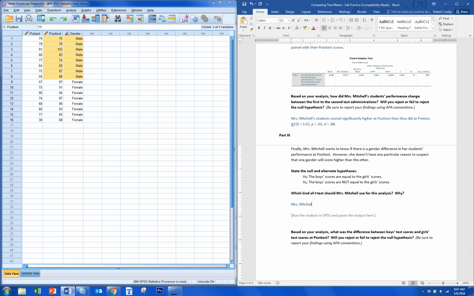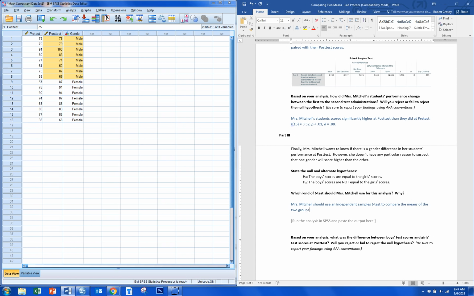So Mrs. Mitchell should use an independent samples t-test. I put the t in italics. When you use an English letter as a statistical symbol, we put that in italics, to compare the means of the 2 groups because the boys and girls are 2 independent groups.